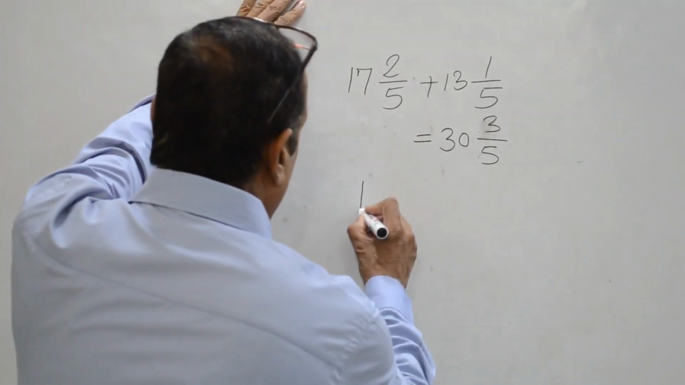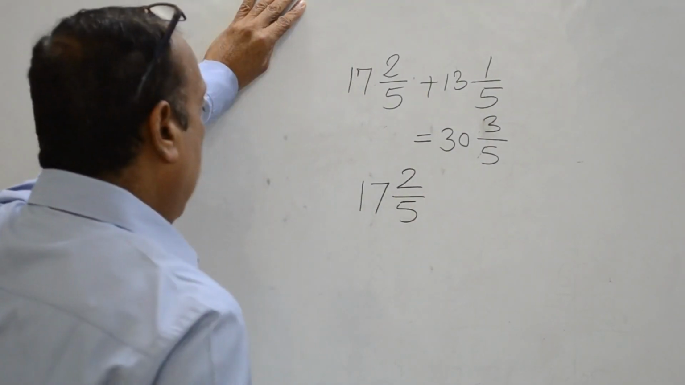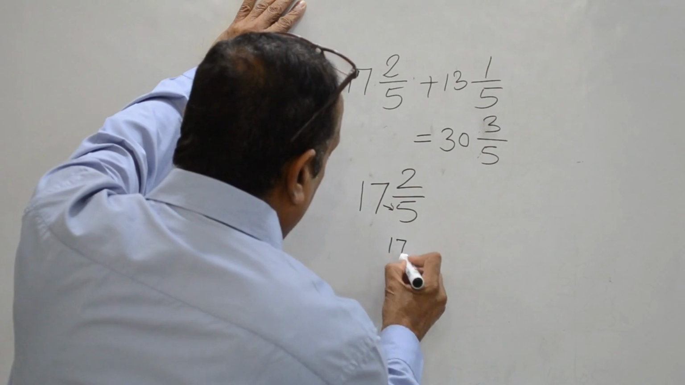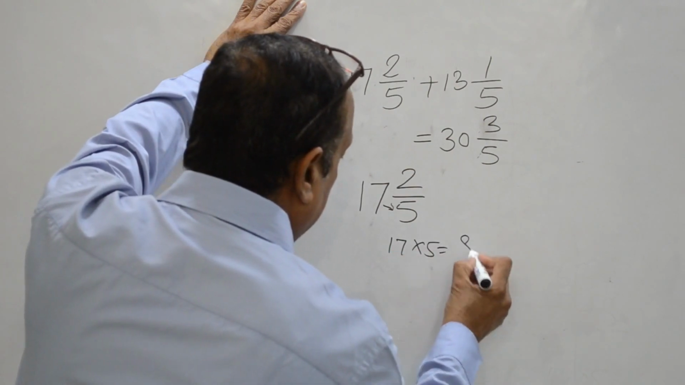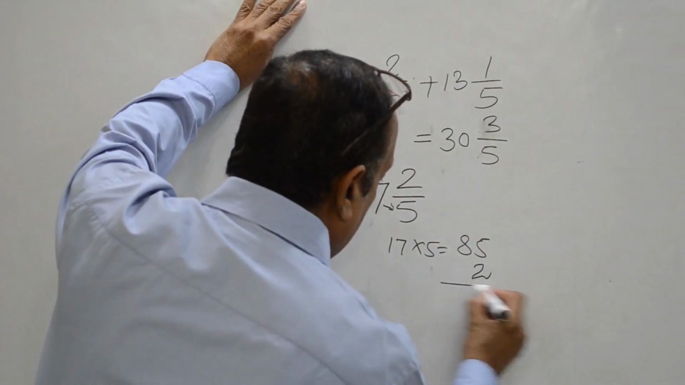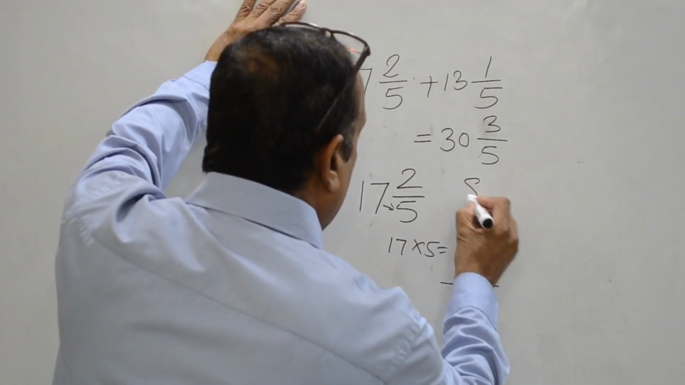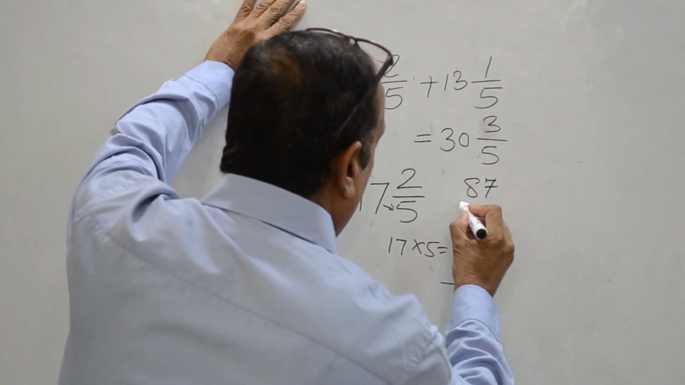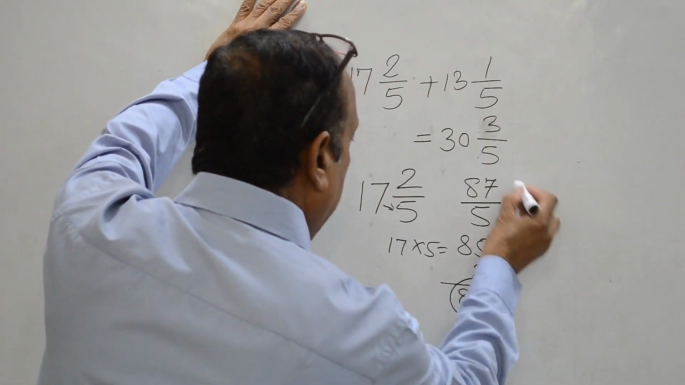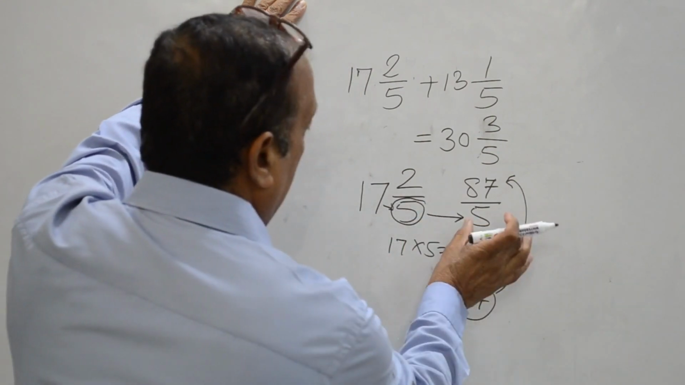When we convert mixed numbers into fractions, what do we do? We multiply these two. 17 multiplied by 5 is 85. Then the numerator is added, we get 87. So the fraction becomes 87 over 5. This part is taken to the numerator and the denominator is taken as it is to the fraction.